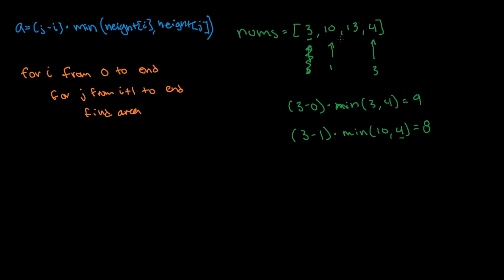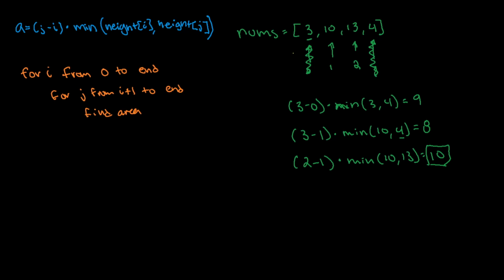And then now we want to move the pointers again. Well, this is now our bigger number, so we want to move our lower bound, which will be this. So now this pointer would be moved to here. And then now we can calculate this area. So we would have 2 minus 1 times the min of 10 and 13, which is equal to 10. So now we can see that this gives us the correct max height, and that this is the algorithm we can work with.